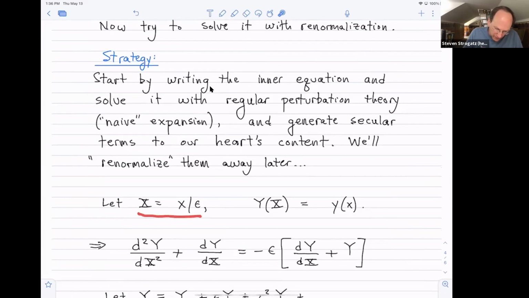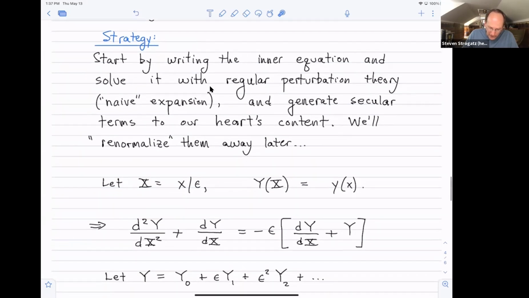We go into the inner region by just changing the variables the usual way. Capital X is x over epsilon. We write Y in terms of the new variable big X as usual. We get an equation that looks like the type of thing we've seen a lot before, where now notice that the second derivative no longer has an epsilon in front of it, and the epsilon has been shifted over to this side in front of these terms. So nothing's been approximated so far. It's all exact. We just changed X.